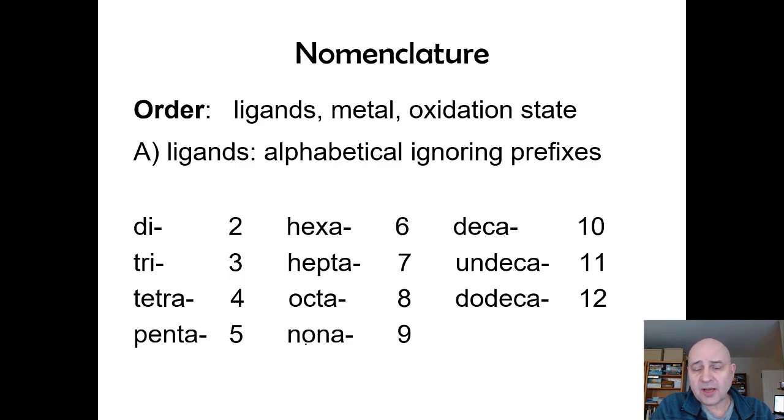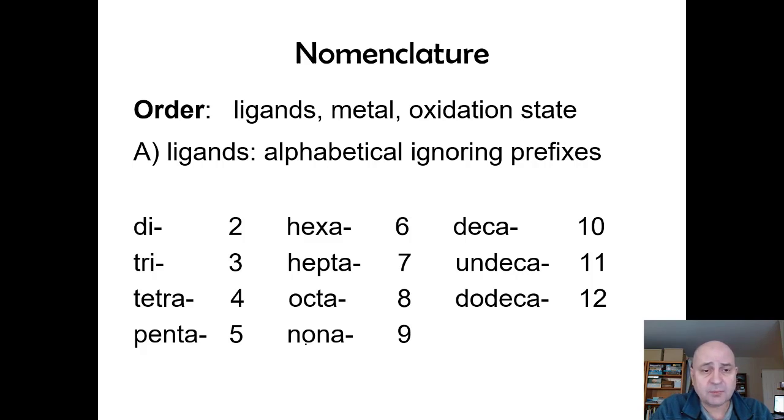So the order in which we name: we have ligands and metals to name, so we name the ligands first, and we list them alphabetically. If we have multiple of one kind, if we have two chloros, we name them dichloro, or three amines, then we name them triammine. You're familiar with all of those prefixes.